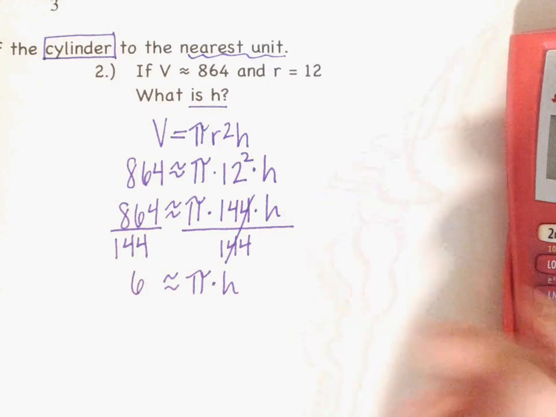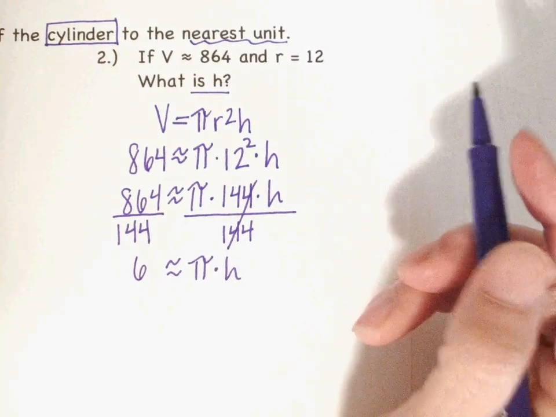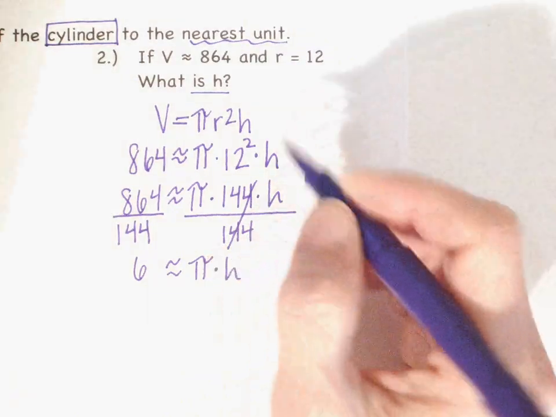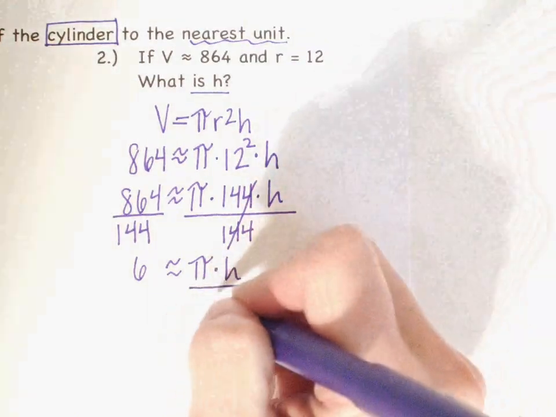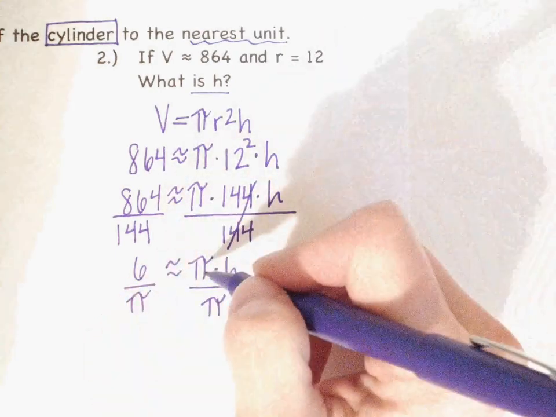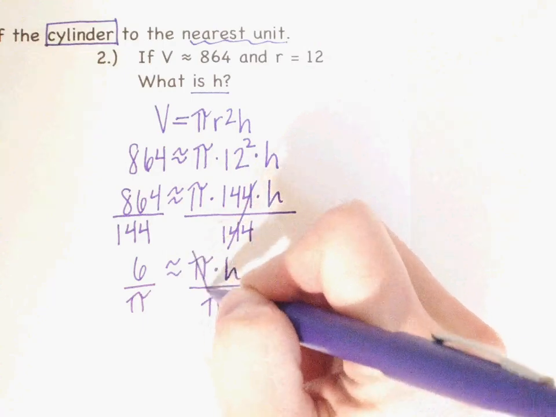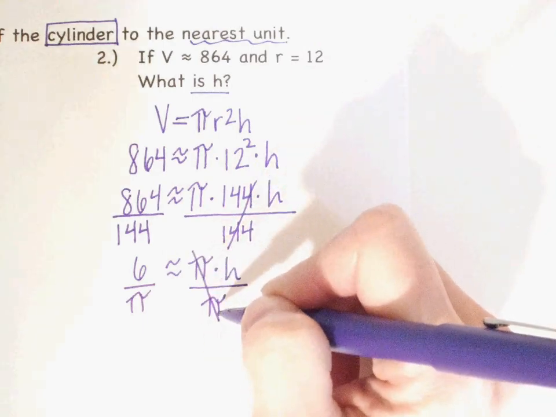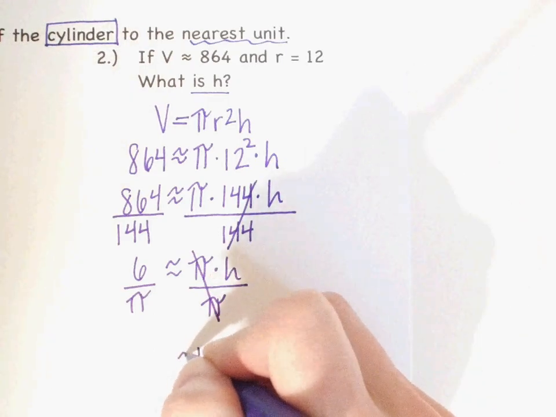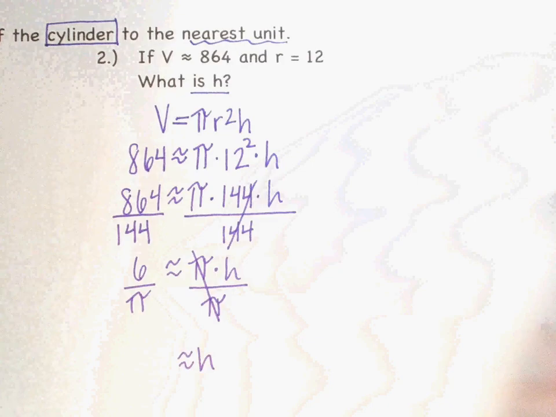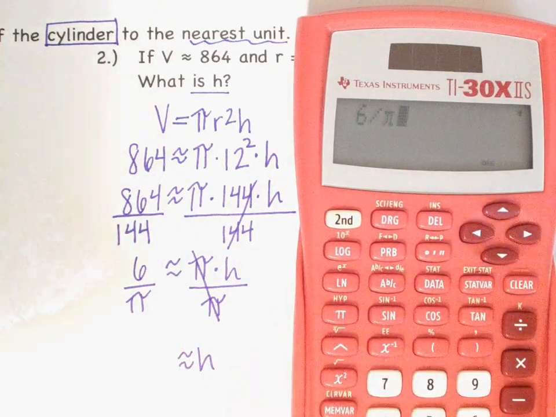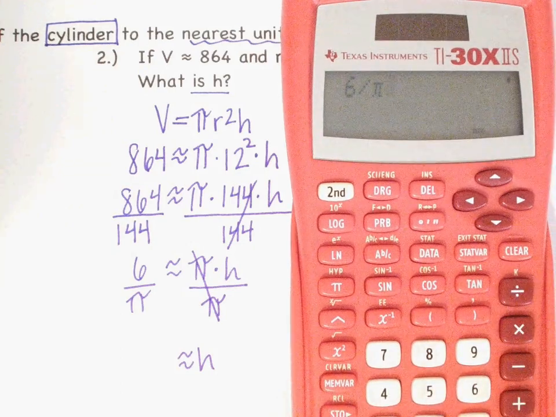I have one more step to solve for h. My last step is, if I have pi times h, the inverse of that is to divide. So I'm going to divide both sides by pi. On the right, pi divided by pi cancels. It leaves me with 1. 1 times h is h, so I have h by itself on the right. On the other side, I am going to have to take that 6 and divide it by pi. Make sure you're using the pi symbol.